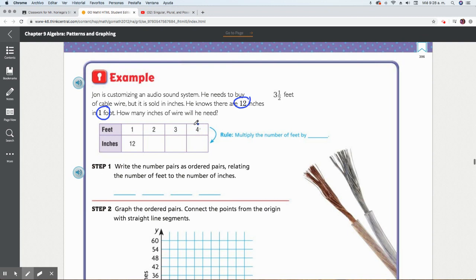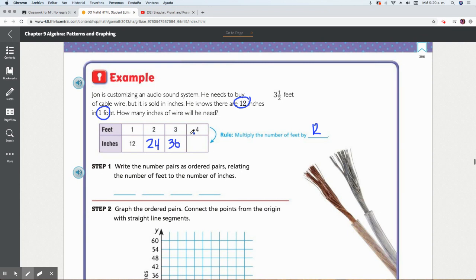Okay, so the rule will be to find the number to multiply by the number on the top, which is feet, to get the number of inches. So we can use this pair of numbers to think what number times 1 equals 12. The only number times 1 that equals 12 is 12, of course. So the rule would be to multiply the number of feet by 12. Okay, so let's apply that rule to this number. What is 2 times 12? 24. What is 3 times 12?